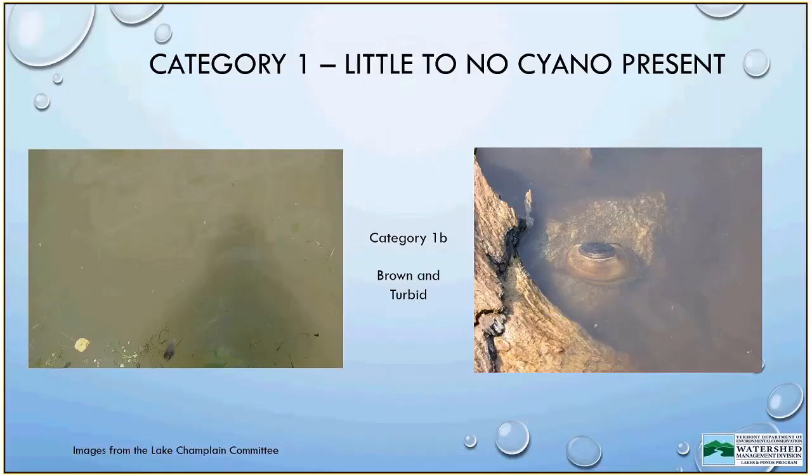Category 1B is also no cyanobacteria present, but the water is discolored. And this is due to sediments or other silts in the water. It gives it kind of a brownish tinge. Again, you can't see very far into the water, but it's not due to algal material or cyanobacteria. It's due to silt. And so we call that category 1B.